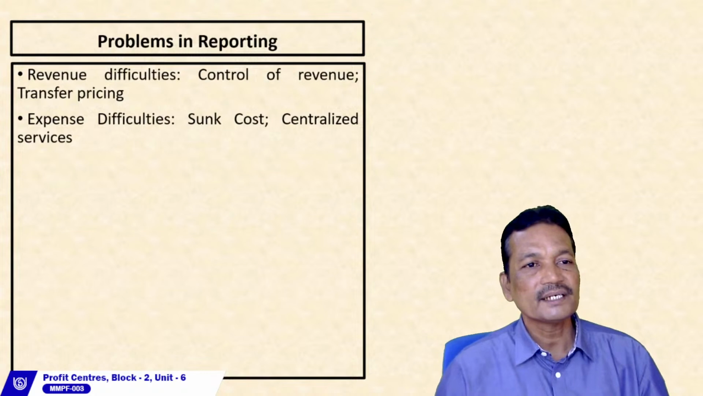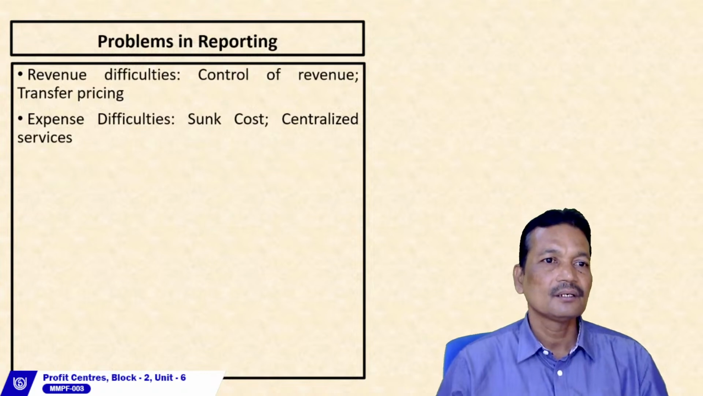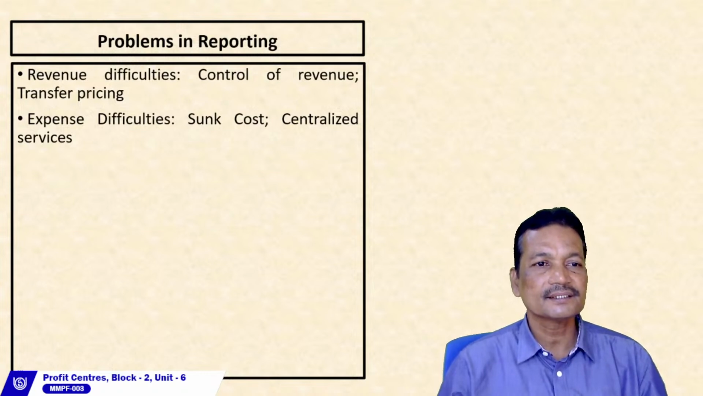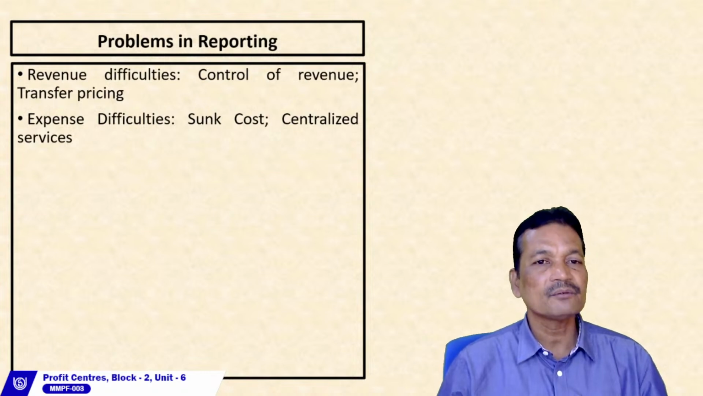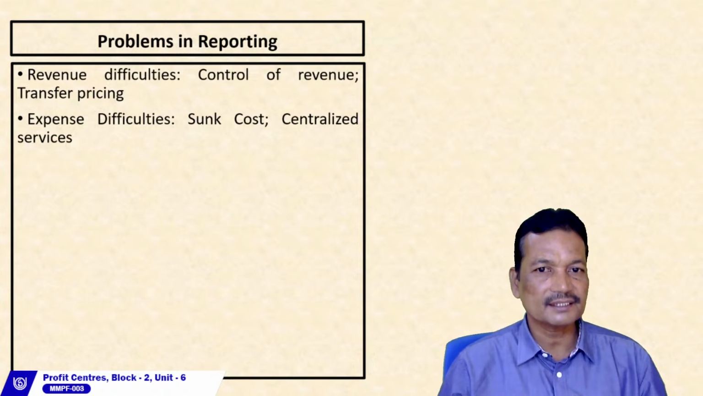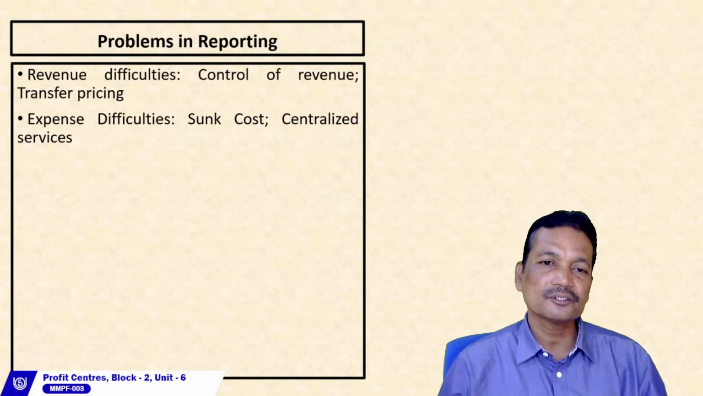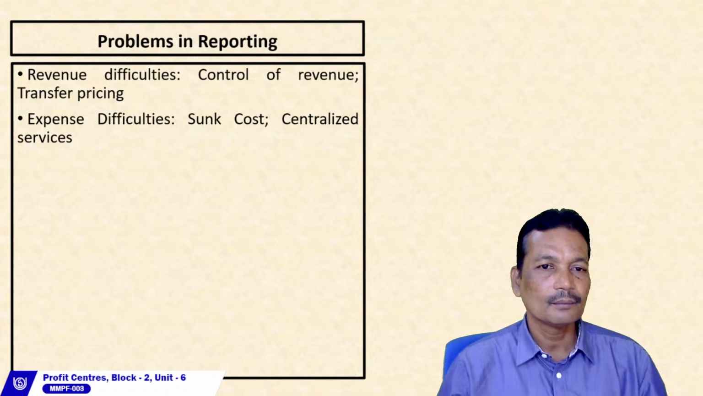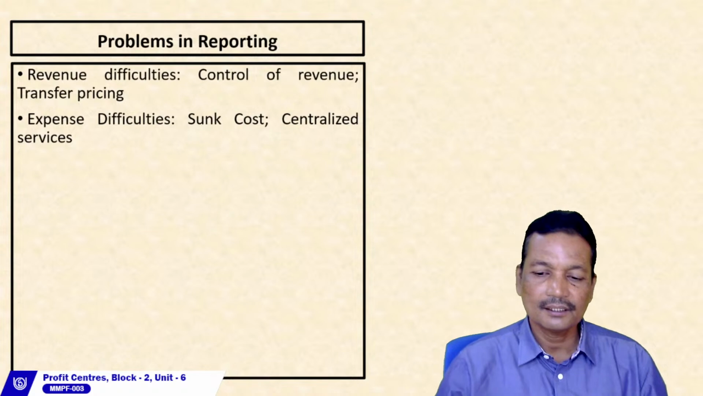Now, finally, what are the problems in reporting? We have two types of problems. We have revenue difficulties, we have expense difficulties. So revenue difficulties, transfer pricing is one of the biggest aspects. When we talk of expense, the machineries might have been bought some other period back, but how much is the cost now to be included?